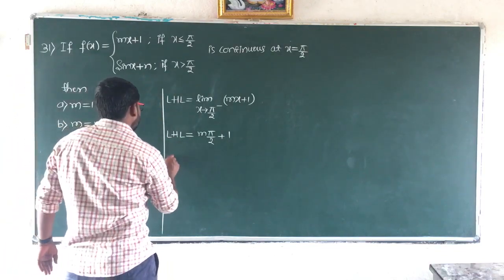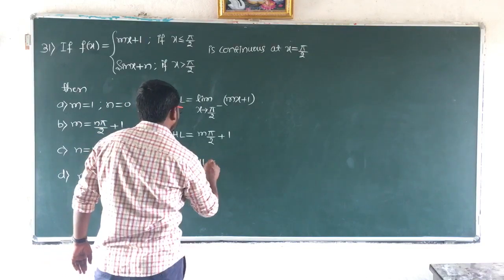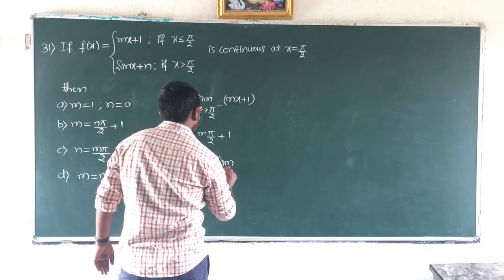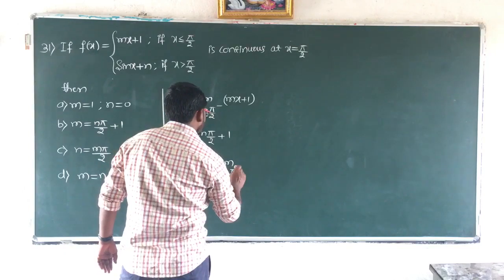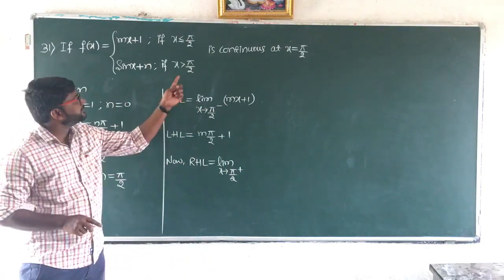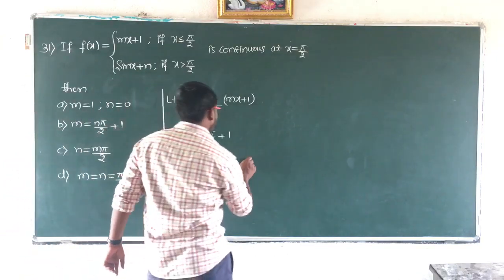Now I will go for the right hand limit. Now RHL is equal to the limit as x tends to pi by 2 plus. Pi by 2 plus means it is greater than pi by 2. The function is sin x plus n.